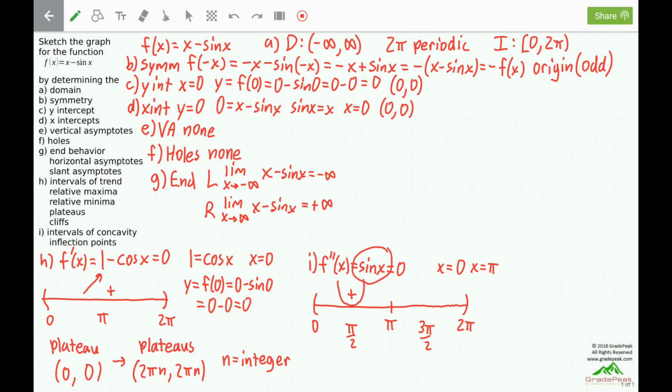Plugging in the test value of 3 pi over 2 into the second derivative, the sine of 3 pi over 2 is a negative 1. It's a negative. We have a negative second derivative. This corresponds to concave down.